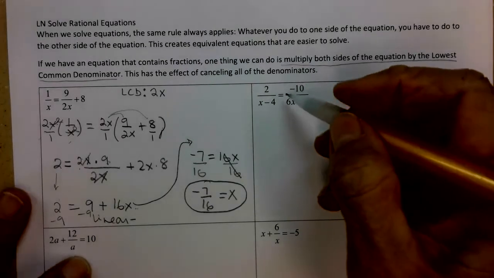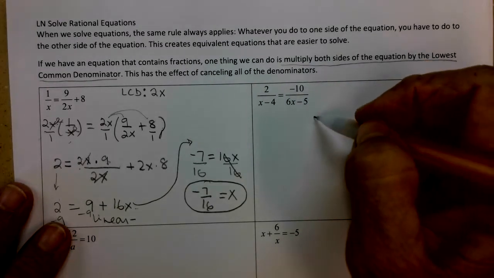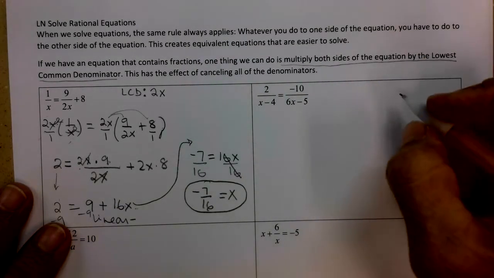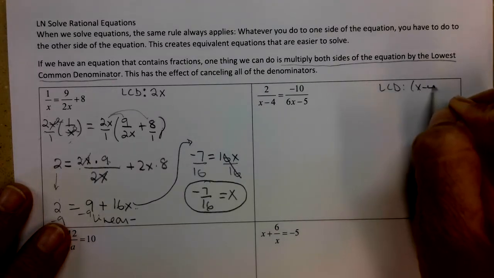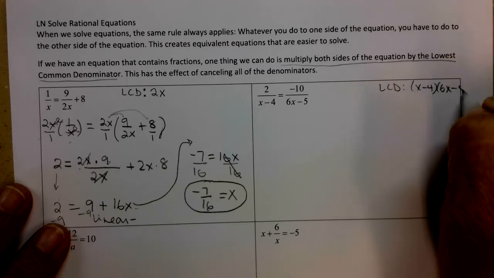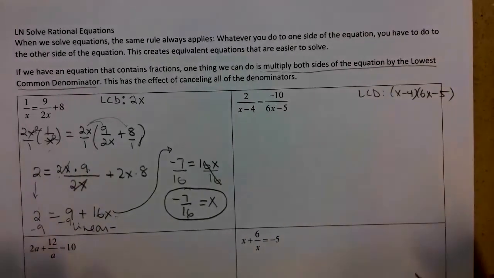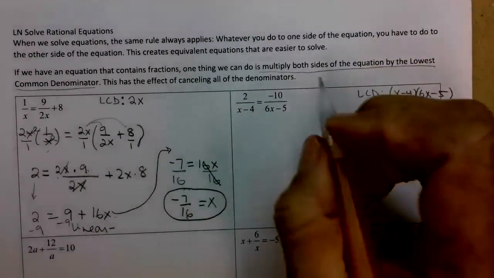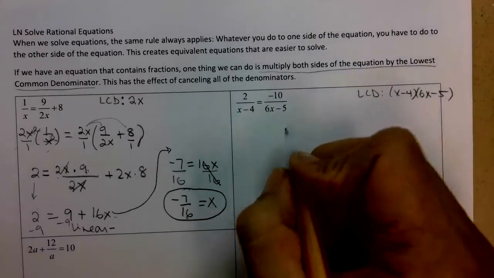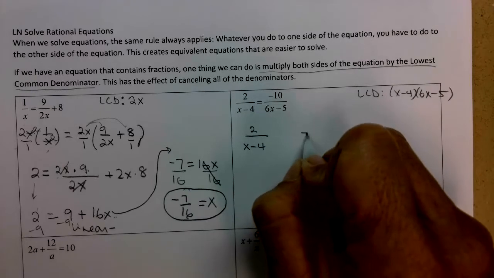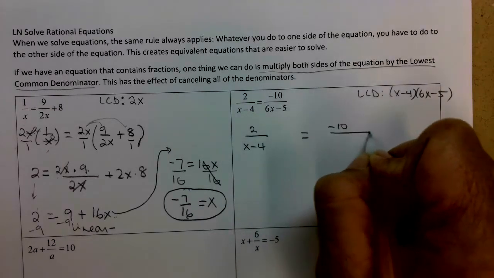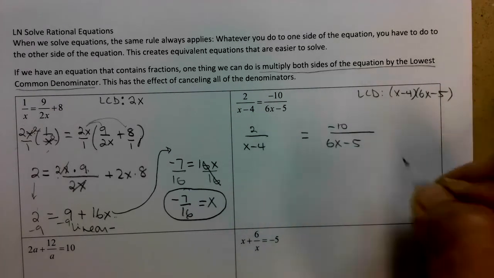So here's our next example. 2 over x minus 4 equals negative 10 over 6x minus 5. So our LCD will be both parts, right? They have nothing in common. So I multiply. So what I like to usually do, I'll write it down here, I guess. So 2 over x minus 4. I'm just going to kind of space it out. Negative 10 over 6x minus 5.